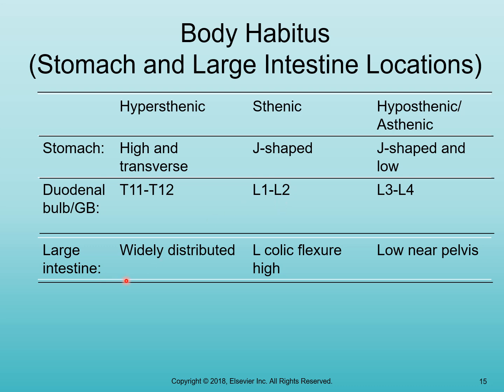In the large intestine, on a stenic patient, the left colic flexure, or the left splenic flexure, tends to sit higher than the right, again because of the liver. The large intestine in a hypo or astenic patient sits relatively low, closer to the pelvis. And then in a hyperstenic patient, the large intestine is widely distributed because remember, the large intestine tends to line the periphery, or the outside edge, of the patient. Okay, so the large intestine tends to move to the periphery of the patient.